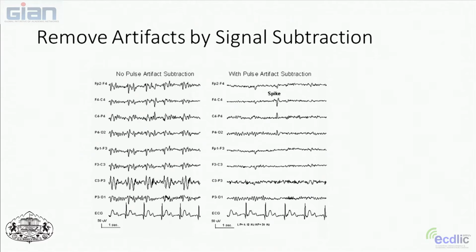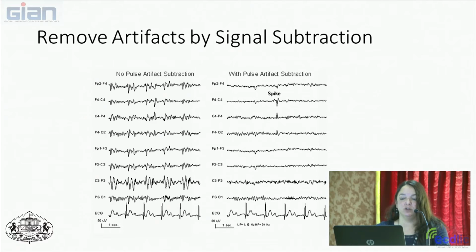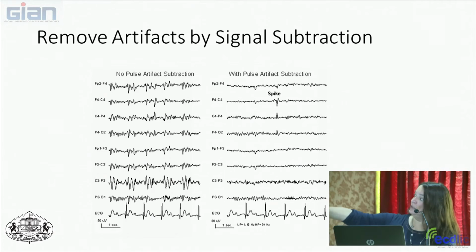Another way you can do it is by signal subtraction. On the bottom left here and on the bottom right, you see the EKG signal. This is a very common type of signal that's easy to characterize. On the left, the EEG signal is before they removed this EKG signal. And on the right, what they did was they took this EKG signal and subtracted it out of the EEG signal. And you see on the right there, they get a much cleaner looking signal.